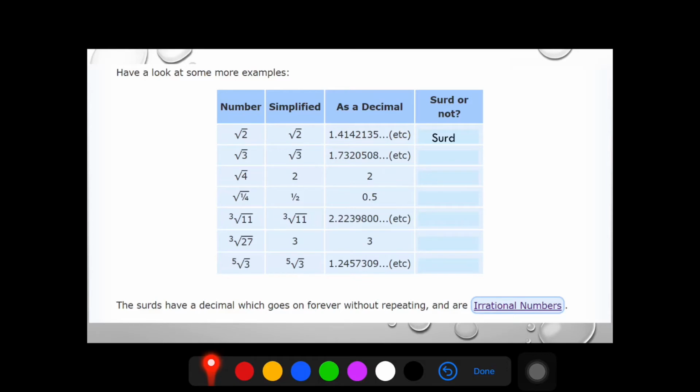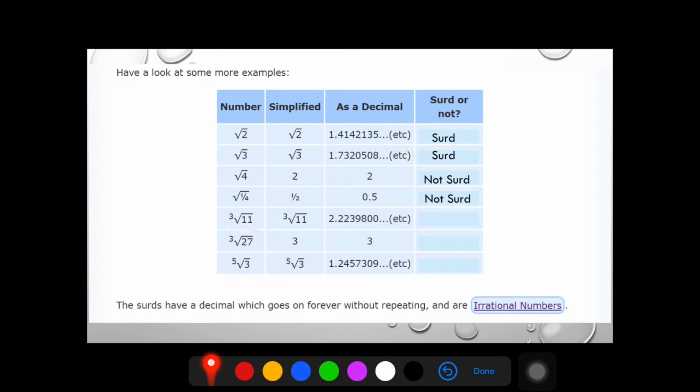Second one, square root of 3. Simplify, still square root of 3. And as a decimal, 1.732 and so on. So this is also another irrational number, so this is a surd. Square root of 4 simplifies to 2, so this is not a surd. Square root of 1 over 4 simplifies to 1 over 2. As a decimal, 0.5, this is not a surd.